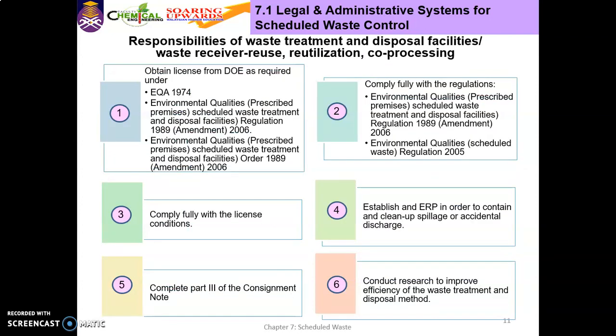And then after transport, dia akan pergi kepada the waste treatment and disposal facilities. So these are the responsibility, okay, to obtain license from DOE, to comply fully the regulation, comply fully with the license conditions, establish an ERP, emergency response plan, in order to contain and clean up spillage, to complete the consignment note, and to conduct research to improve efficiency. Okay, that is responsibility of the waste treatment disposal facilities.